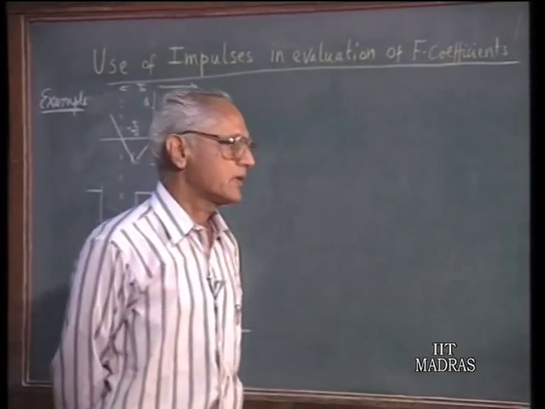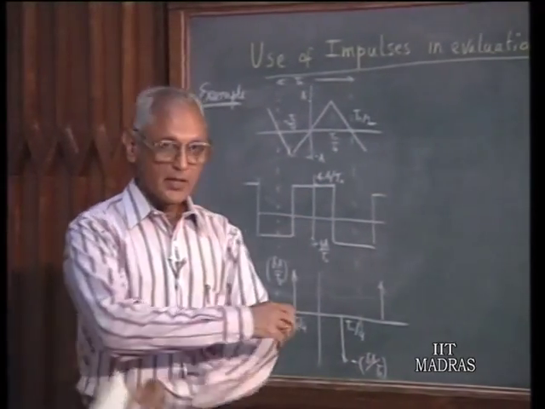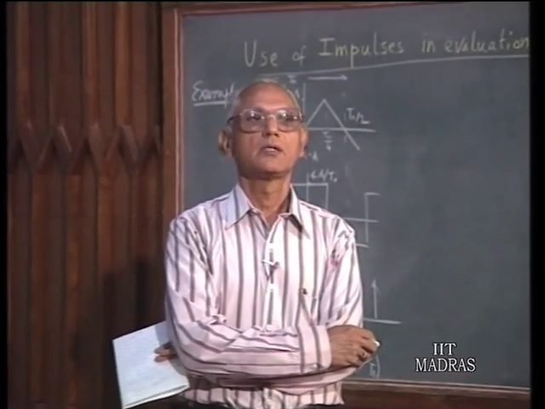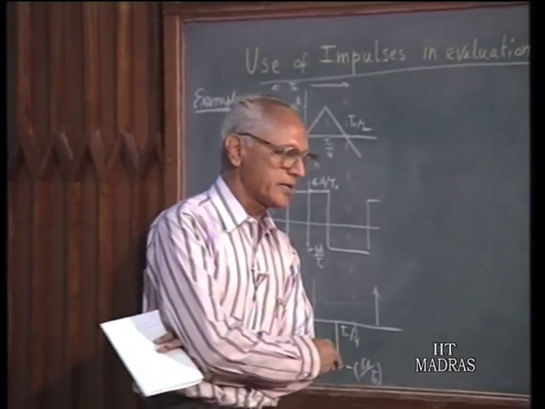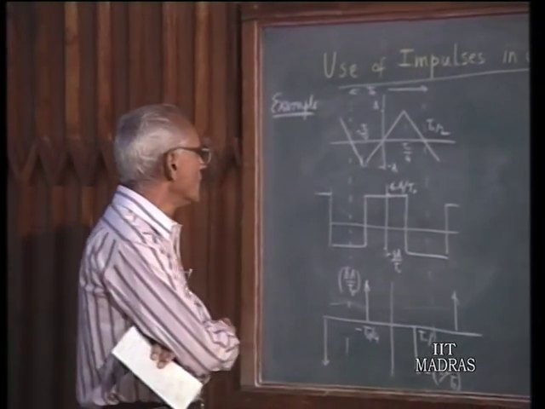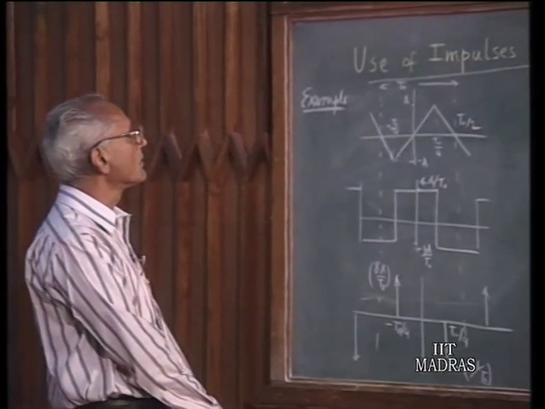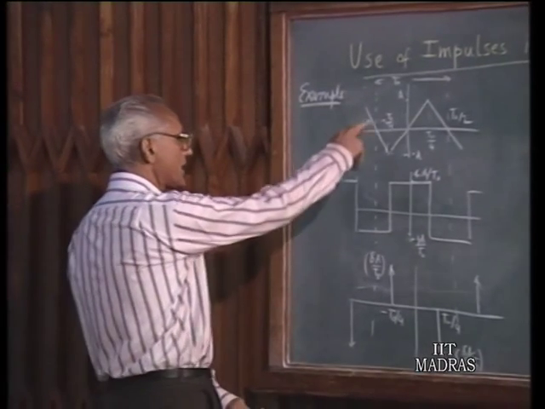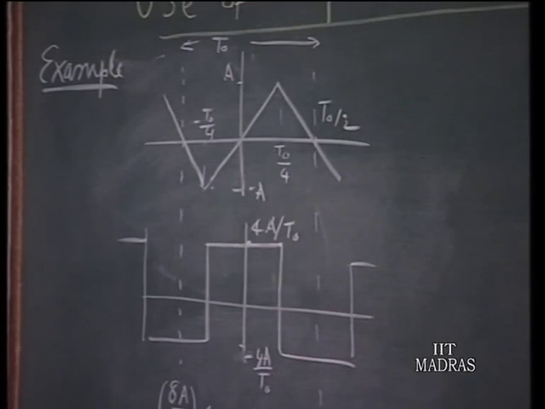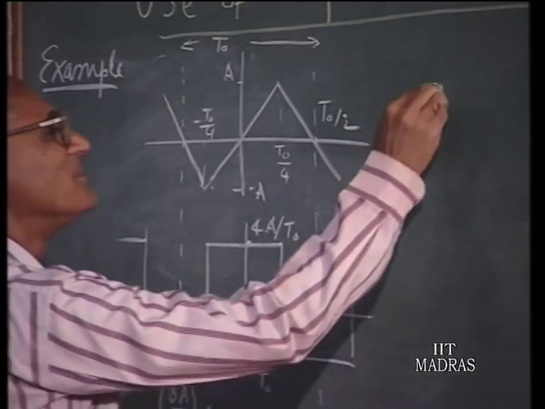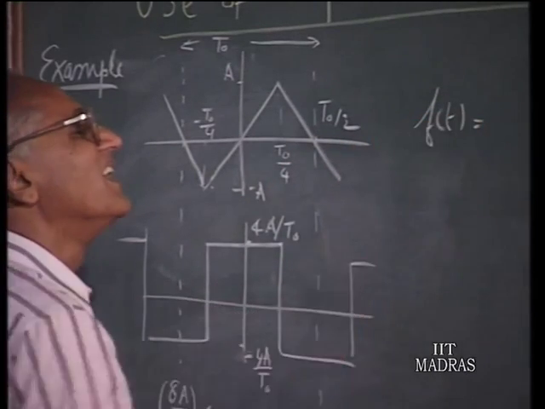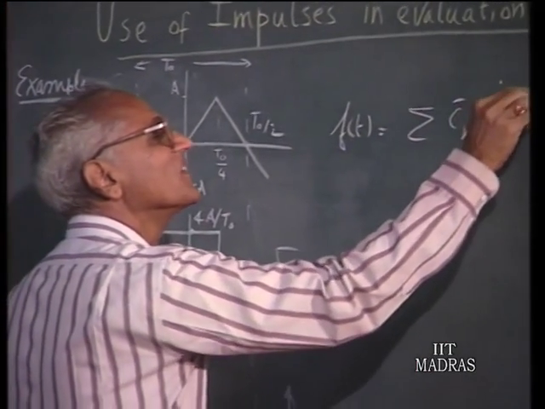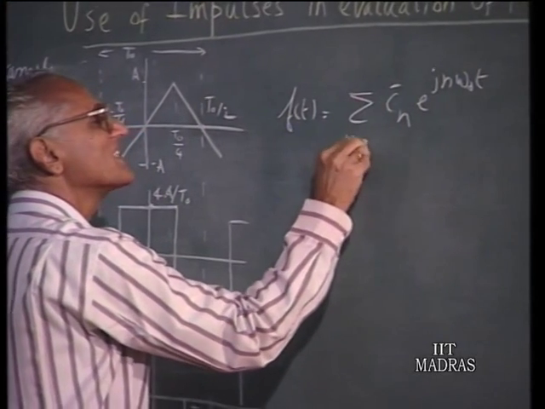We have seen in one of the earlier examples that when you have impulse functions, the evaluation of Fourier coefficients becomes quite simple, because integration with impulses is easy. So, I would like to take up an example where we make use of the impulses in the evaluation of Fourier coefficients. Let us take a triangular wave like this, and suppose I call this f of t, and let its Fourier expansion be the sum of Cn e to the power of Jn omega naught t, n from minus infinity to plus infinity.